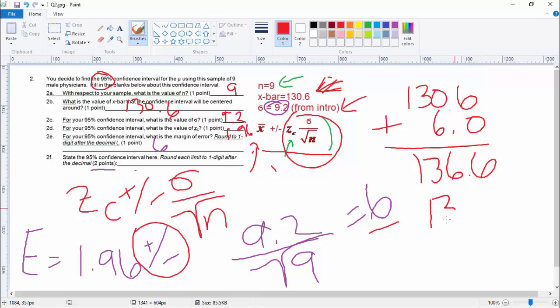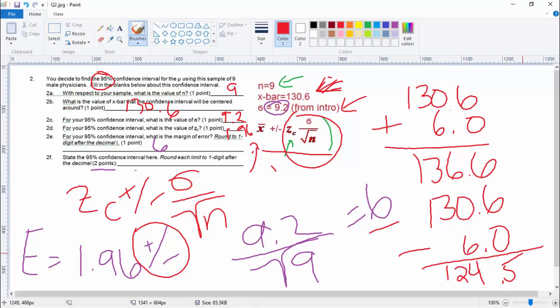Okay, 130.6. Now we're going to do the lower limit, minus 6 again, right? Because we're subtracting out that lower space. And then that comes out to 124.5. So now I'm going to go write it on the list.